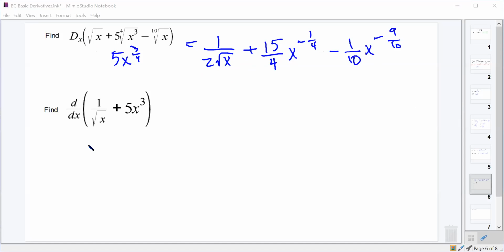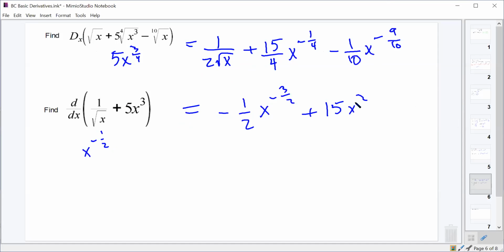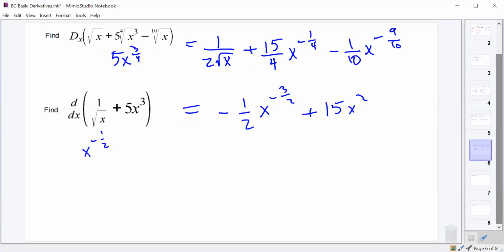And this one is x to the negative 1/2, so that will become negative 1/2 x to the negative 3/2 plus 15x squared. Everybody good? Any issues there?